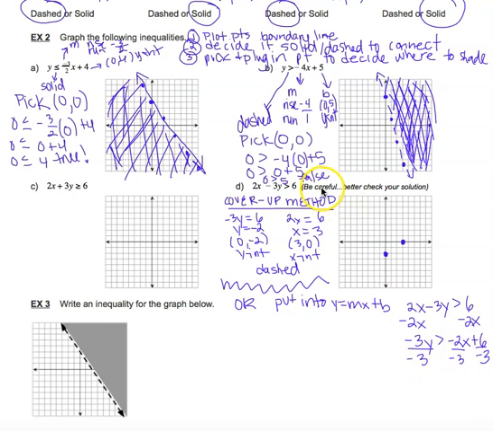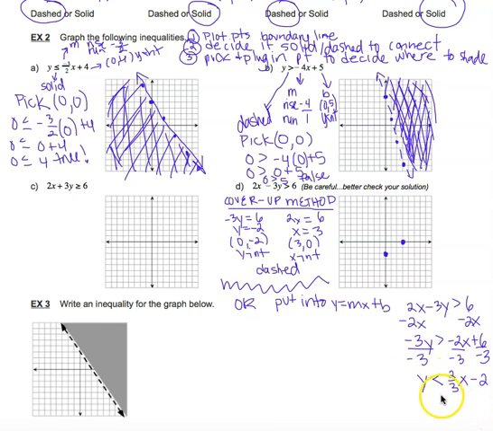Now, the reason why it says be careful is you always want to check your solution, which we do when we pick our point, because if you're solving here and you're dividing by a negative number, remember that with inequalities, when we divide or multiply by a negative, we have to flip the symbol. So this greater than becomes a less than. And so then I have negative 2 divided by negative 3 is positive 2/3 x, and then 6 divided by negative 3 is negative 2.